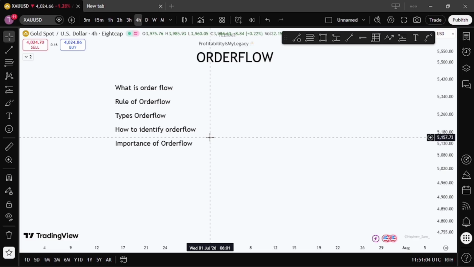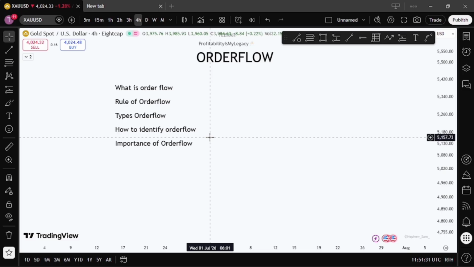So it shows you the direction in which the majority of the market participants are buying or selling. It also shows you how the market is moving in one direction without any form of interference. And for this to happen, it simply means that the market participants are on just one side of the market, either buying or selling. So it shows you who is in control of the market.